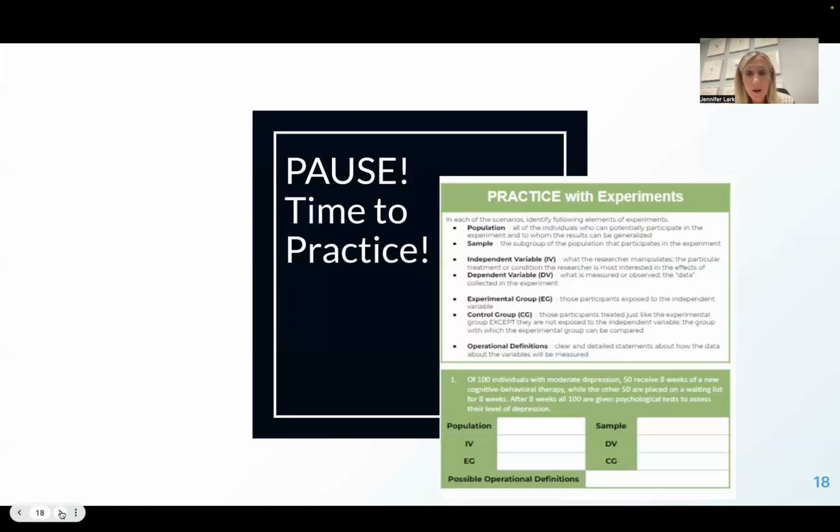So in a moment, you're going to pause the video and I want you to write down, what is the population? What's the sample? What's the independent variable and the dependent variable? Where it says EG, list the treatment that the experimental group is getting. And where it says control group, CG, list the placebo. And tell me some possible operational definitions there. So go ahead and pause and try that one.